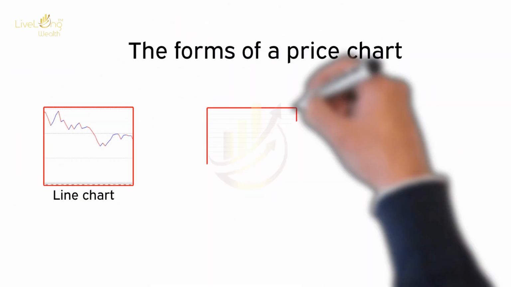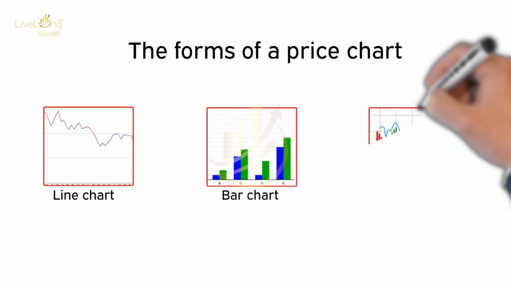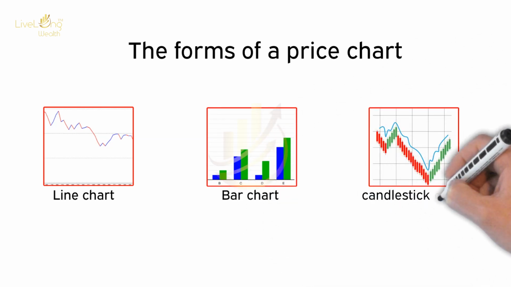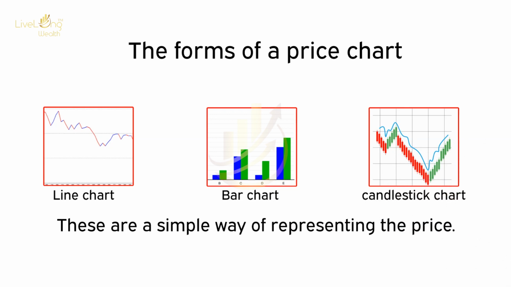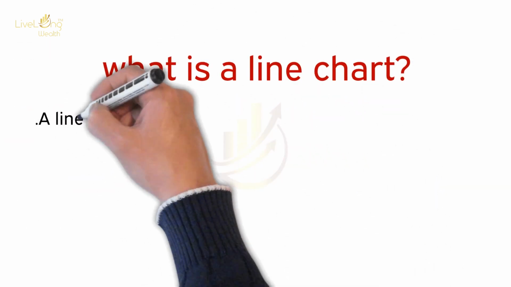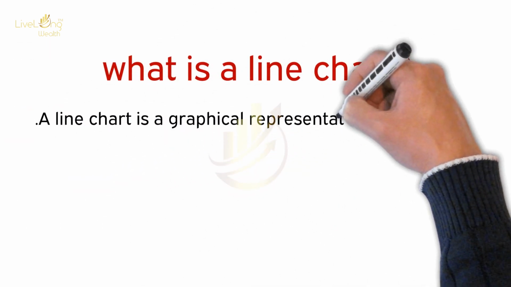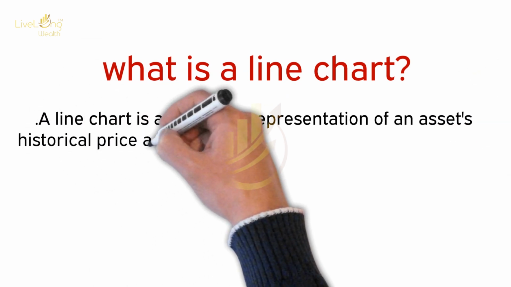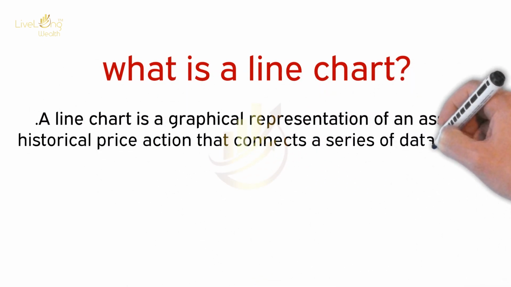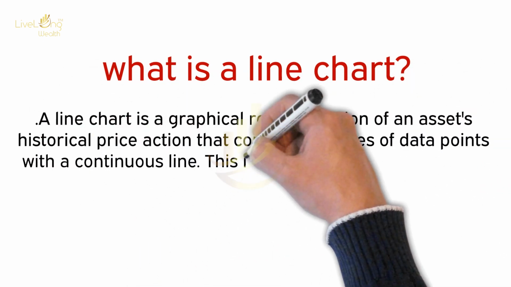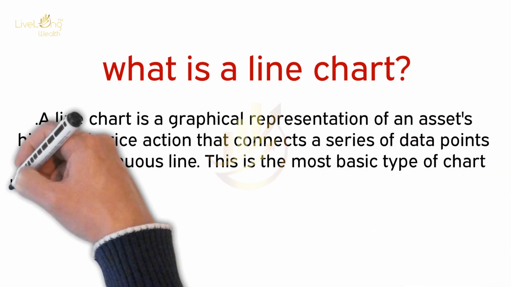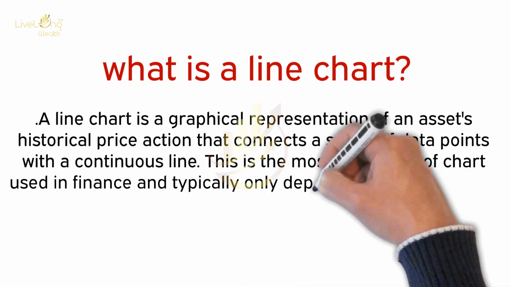Line chart. Bar chart. Candlestick chart. These are a simple way of representing the price. What is a line chart? A line chart is a graphical representation of an asset's historical price action that connects a series of data points with a continuous line. This is the most basic type of chart used in finance and typically only depicts a security's closing prices over time.